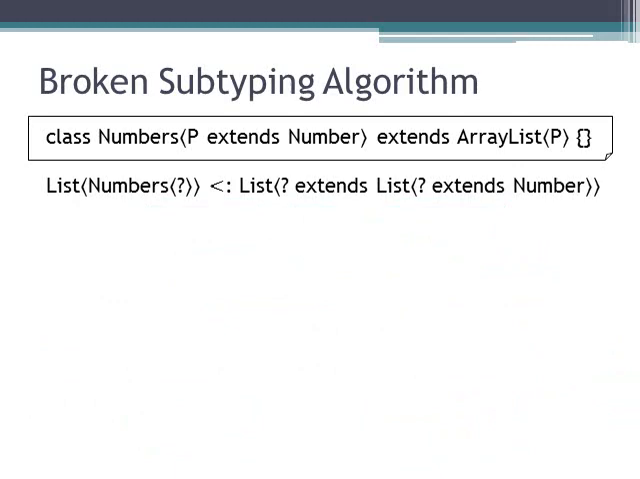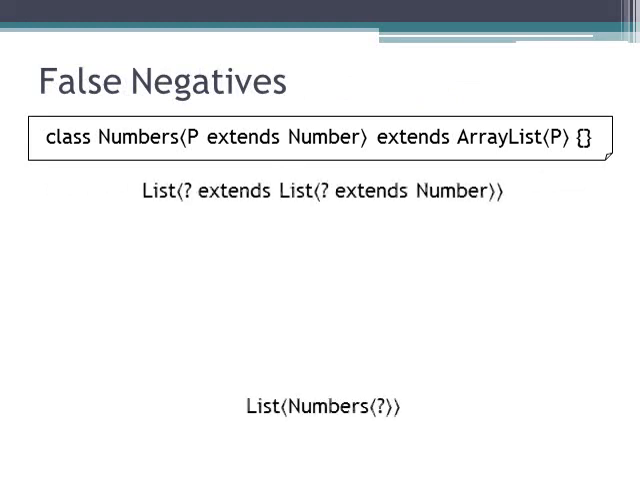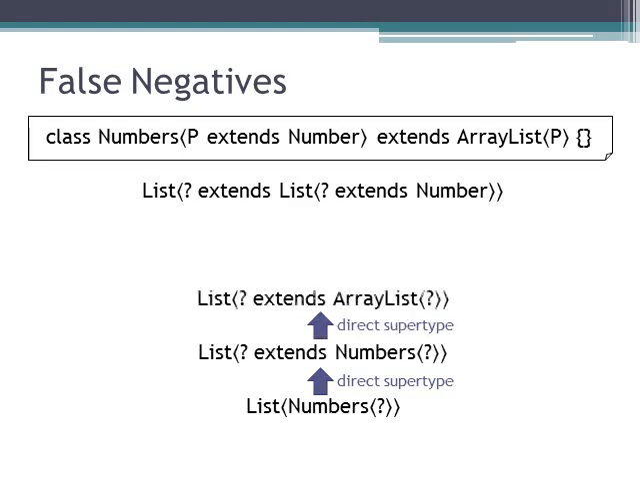I'm going to put the subtype at the bottom and the supertype at the top. So the Java language specification specifies subtyping in terms of direct supertypes. A direct supertype of List<Numbers<?>> is List<? extends Numbers<?>>. A direct supertype of that is List<? extends ArrayList<?>>. And a direct supertype of that is List<? extends List<?>>. And these are not subtypes of each other. And so you might mistakenly think that List<Numbers<?>> is not a subtype of List<? extends List<? extends Number>>.